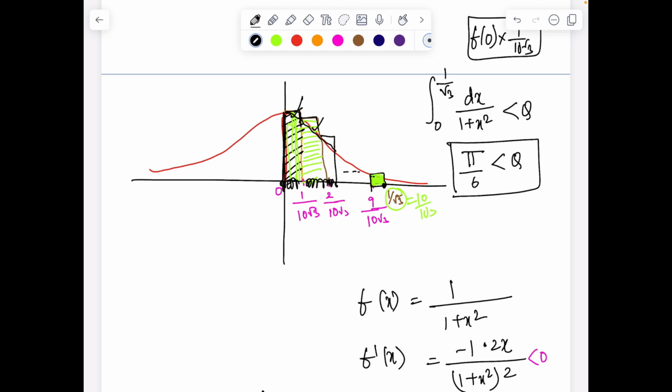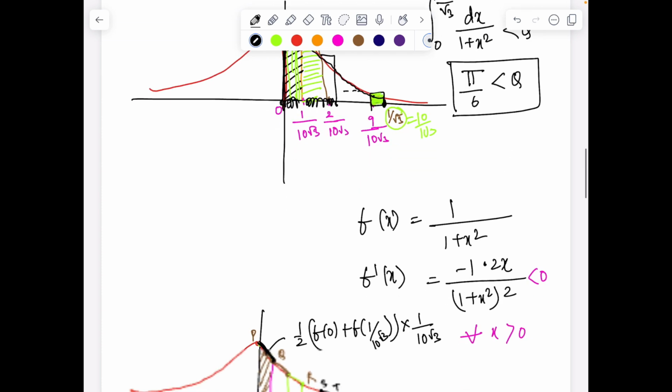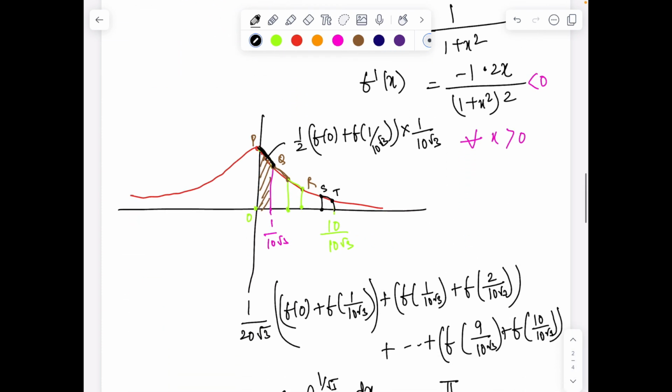So from here I'll get Q is more than pi by 6. You can clearly see from here, because Q is the area bounded from 0 to 1 by root 3, which is 1 by 10 root 3, and that is more than... clearly Q, the area bounded by these rectangles, is more than the area under the integral curve. So Q is more than pi by 6.